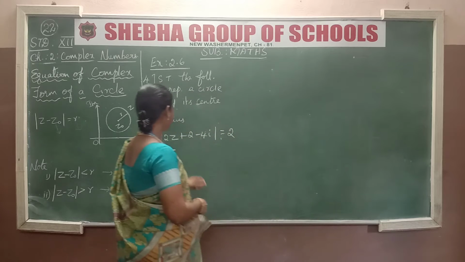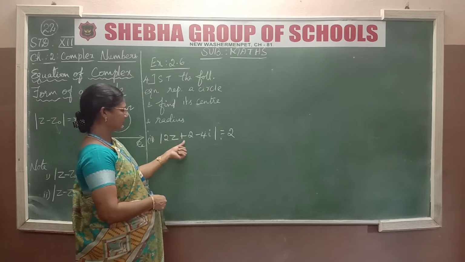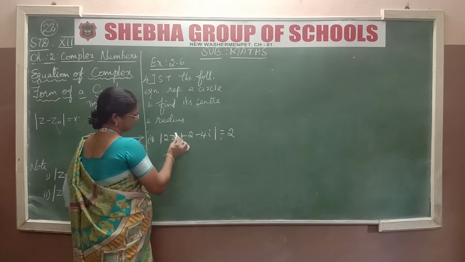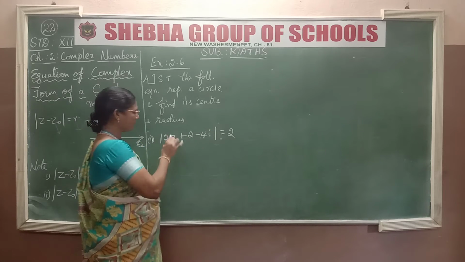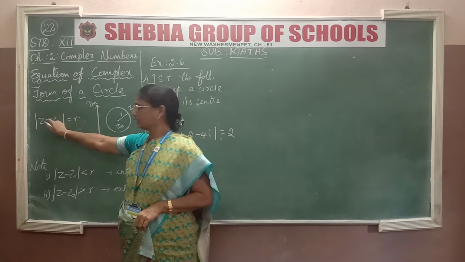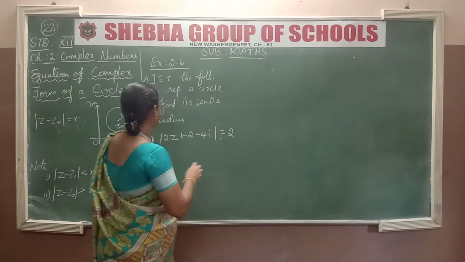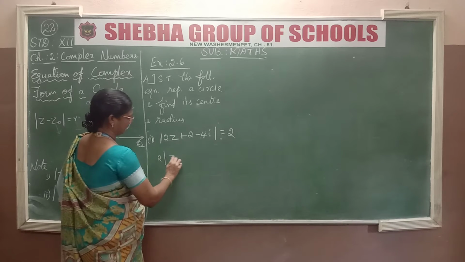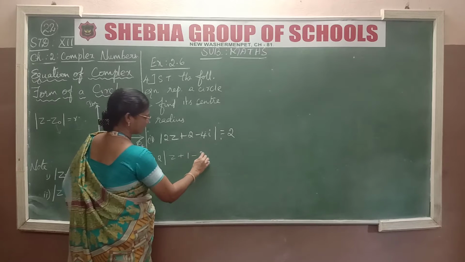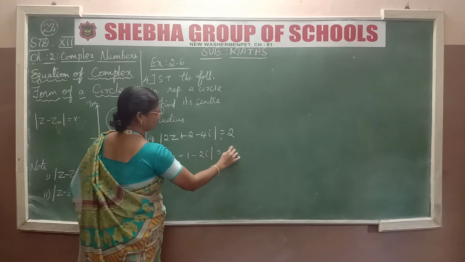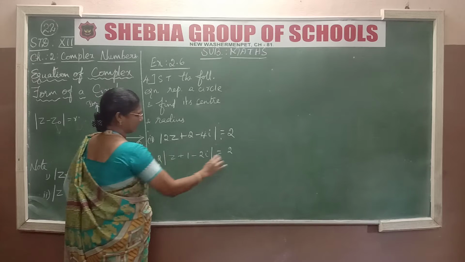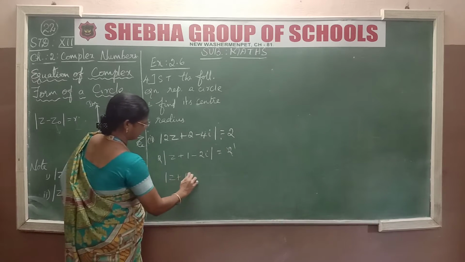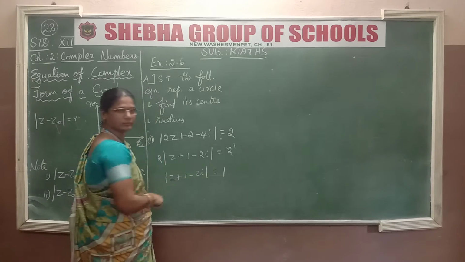Let us see second subdivision. Modulus of 2z plus 2 minus 4i equal to 2. Listen, here the z coefficient is 2, but we want the z coefficient to be 1. Isn't it? Z minus z naught form. So we take this 2 outside, we get z plus 1 minus 2i equal to 2. Now cancelling these 2, we get modulus z plus 1 minus 2i equal to 1.